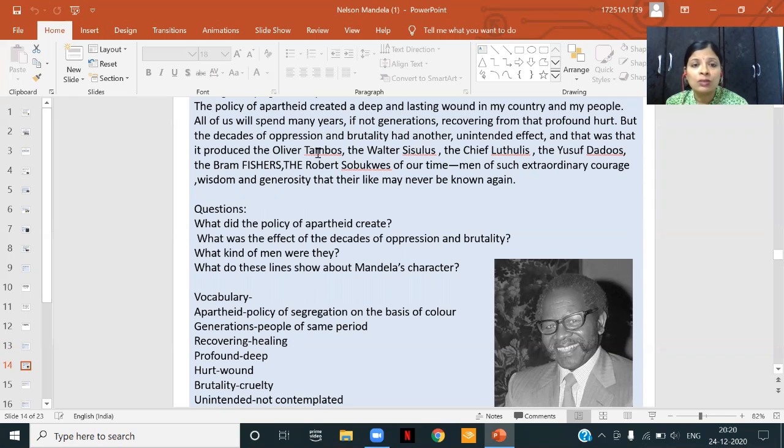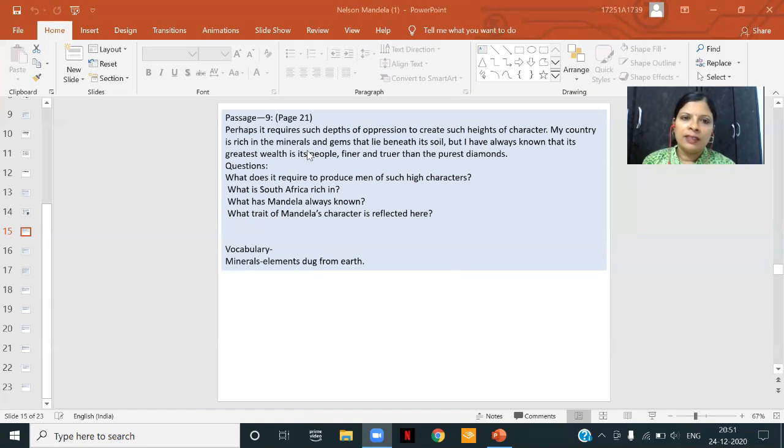The national heroes like Oliver Thambo, Walter Sisulu, Chief Luthuli, all these national heroes who fought against the unjust government of the British. And these people came out with extraordinary courage, extraordinary wisdom, and generosity, who never feared to lay down their life for the welfare of their countrymen. Perhaps it requires such depths of oppression to create such heights of character.